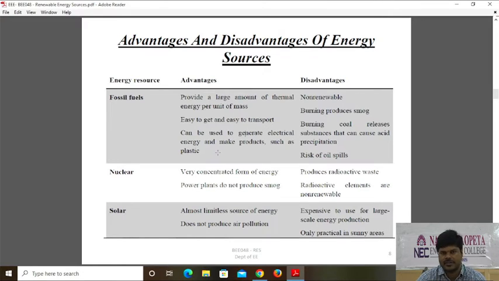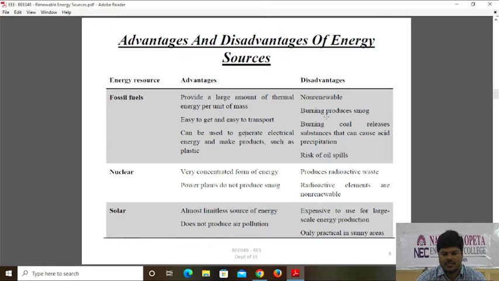This is the advantage. These are available in bulk. We are having coal mines all over India. The only disadvantage is that it is non-renewable. Once the coal in the coal mines is exhausted, there is no production of further coal. We should wait for so many years of time.